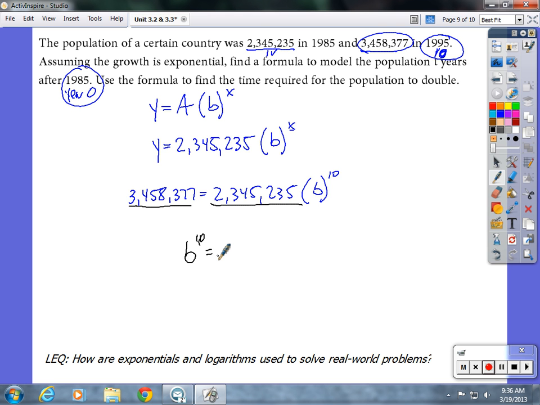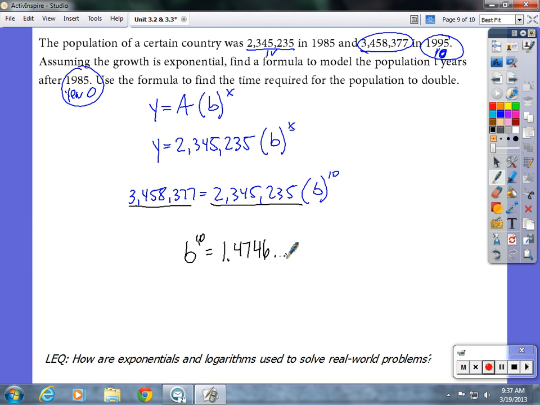Let me punch that in my calculator. Sorry, my mental math skills are lacking when we're talking about millions. Okay, so we have 3,458,377 divided by 2,345,235, and we end up with 1.4746 dot dot dot. Then I take the 10th root of that.